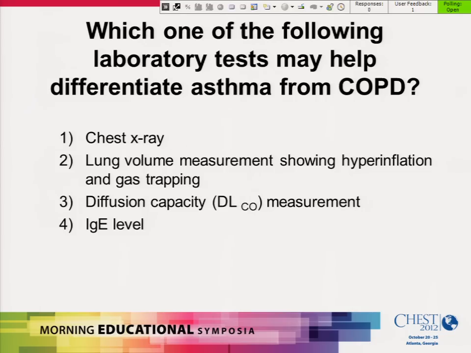And the questions here, and please feel free to key in what you believe is the best answer. Which one of the following laboratory tests may help differentiate asthma from COPD? A chest X-ray, lung volume measurement showing hyperinflation and gas trapping, diffusion capacity measurement, or IgE level? Now, I won't show you the answers here. We will show the answers at the end of the session.